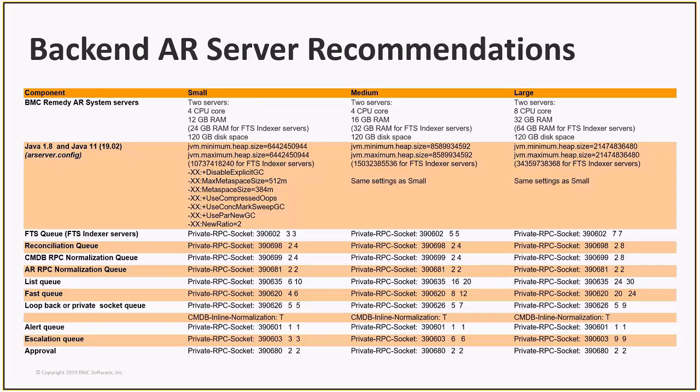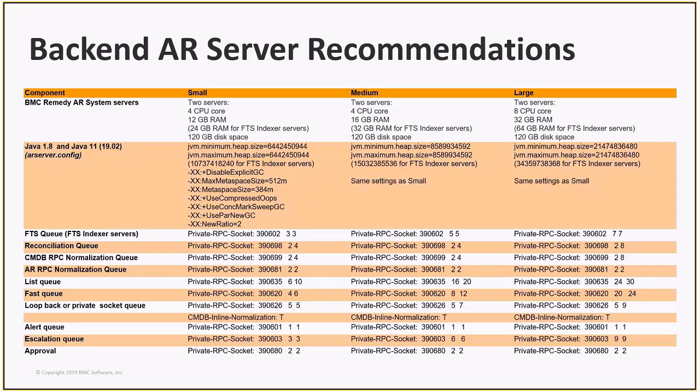Now you're going to see a lot of specific recommendations on different queues. For FTS, and most customers that have an ITSM suite are using FTS, make sure you have enough threads. We recommend 3, 5, and 7 threads respectively for small, medium, and large. For the reconciliation queue, we recommend setting it to 390698 and then setting the number of threads to 2 and 4 for small and medium, and for large 2 and 8.